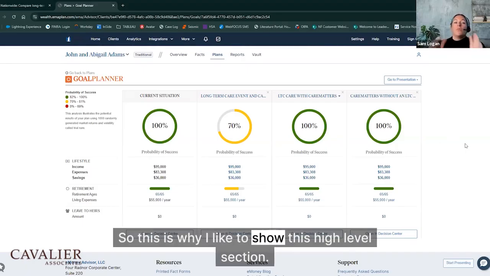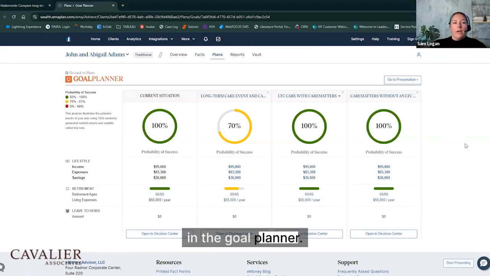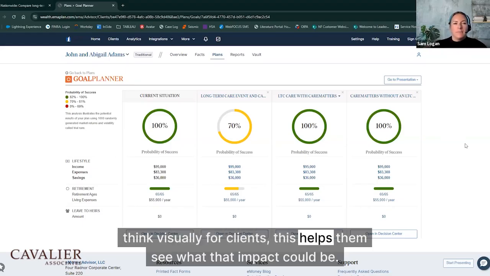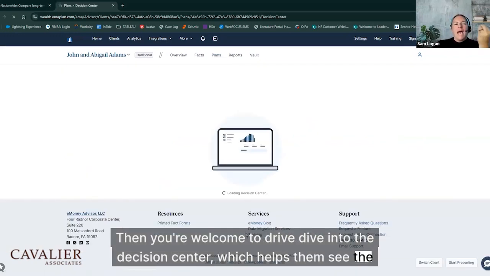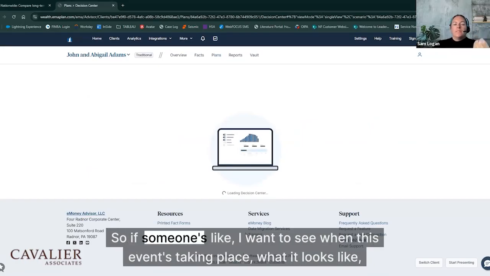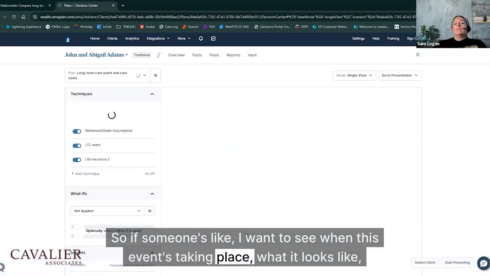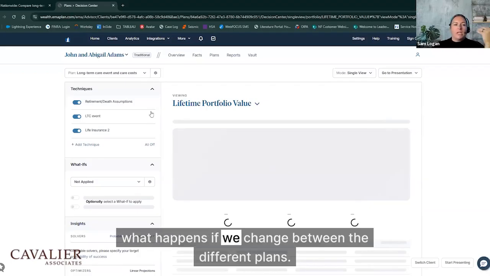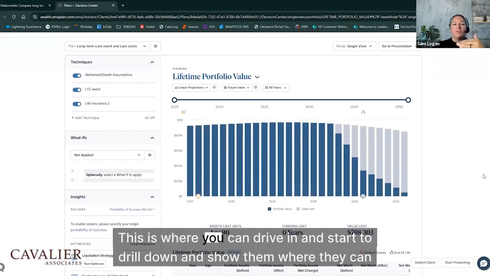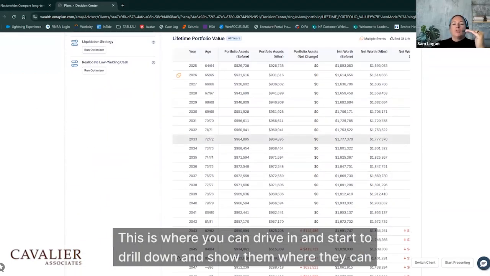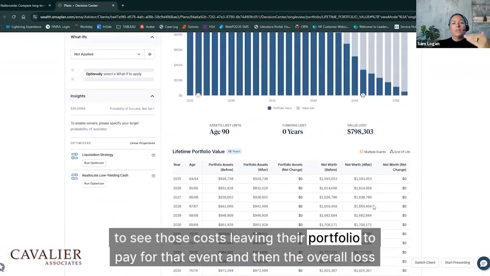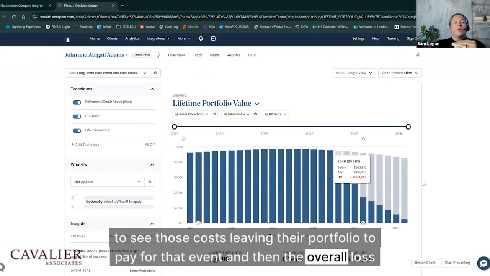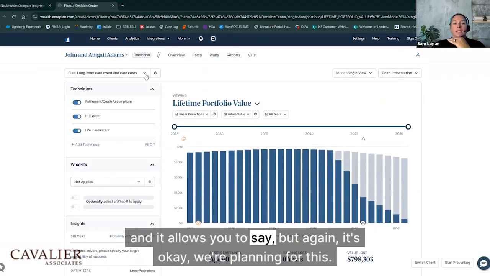So this is why I like to show this high-level section in the goal planner. I think visually for clients, this helps them see what that impact could be. Then you're welcome to dive into the decision center, which helps them see the cash flow a little bit more. So if someone says, "I want to see when this event is taking place, what it looks like, what happens if we change between the different plans," this is where you can dive in and start to drill down and show them where they can expect to see those costs leaving their portfolio to pay for that event and then the overall loss.